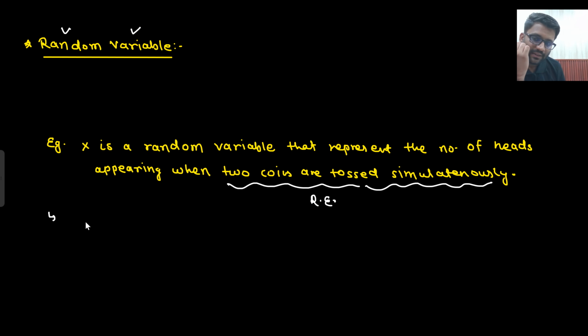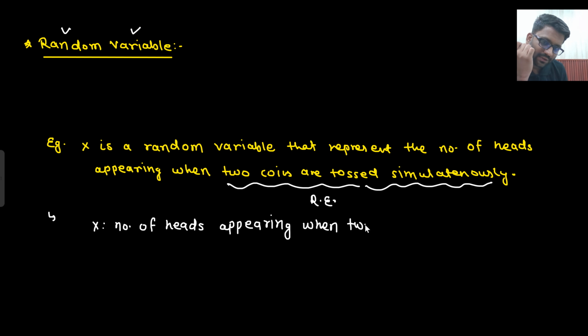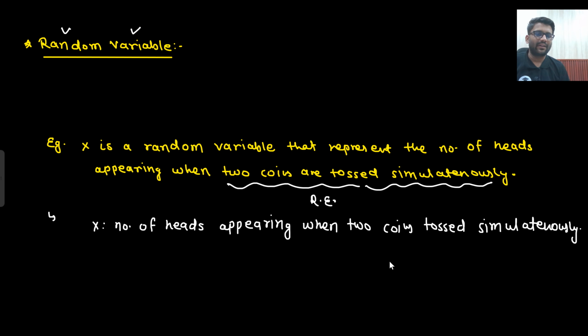What is x representing? X is representing the number of heads appearing when two coins are tossed simultaneously. This is how you are defining your random variable. Now what is your random experiment? Random experiment is you are tossing two coins simultaneously. That means what will be your sample space? That you can get head, head, head, tail, tail, head, tail, tail.